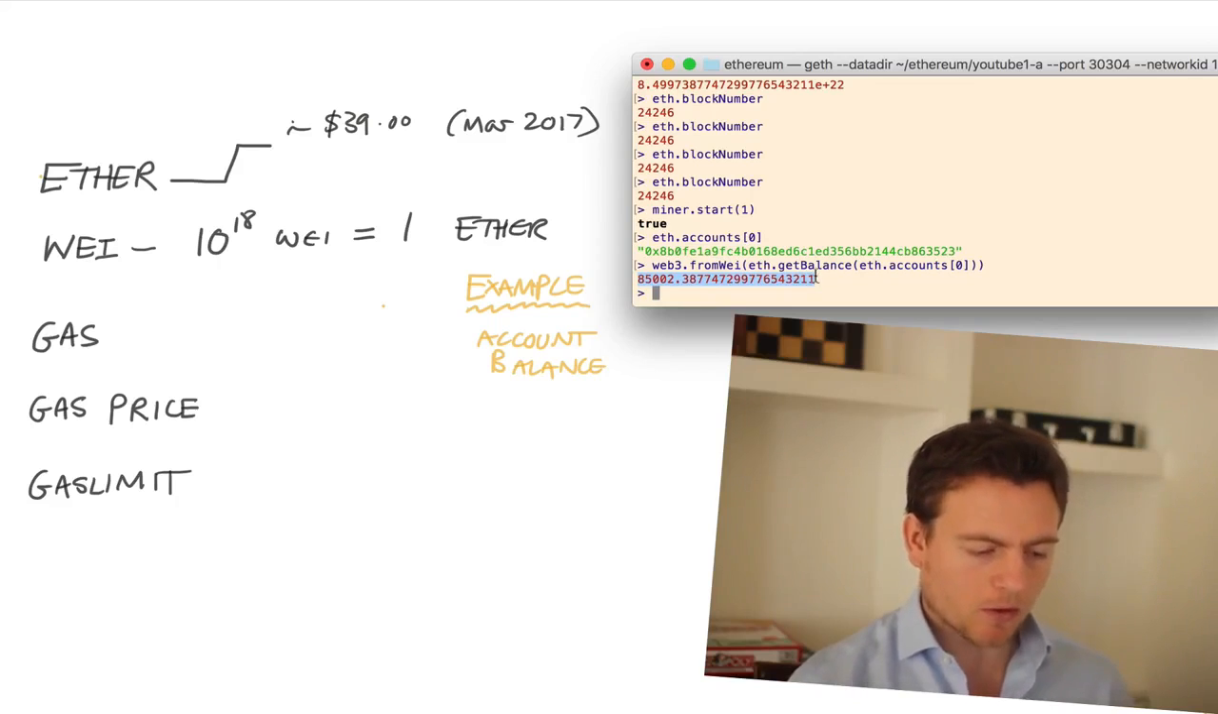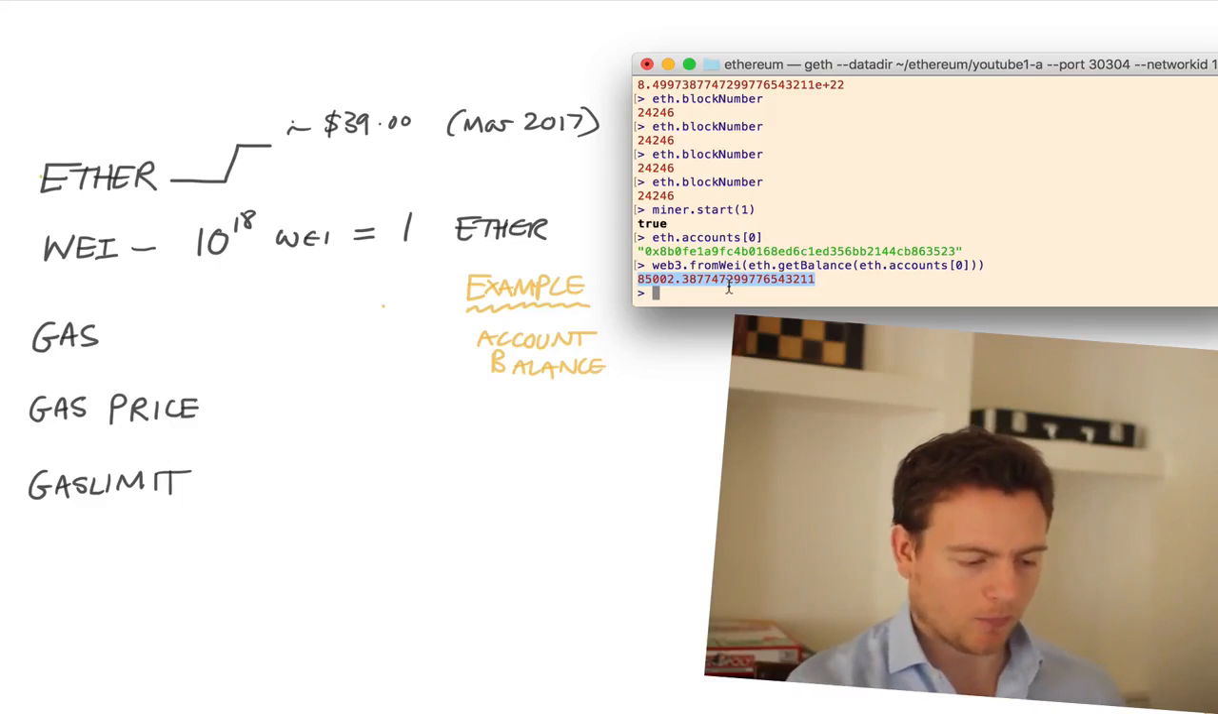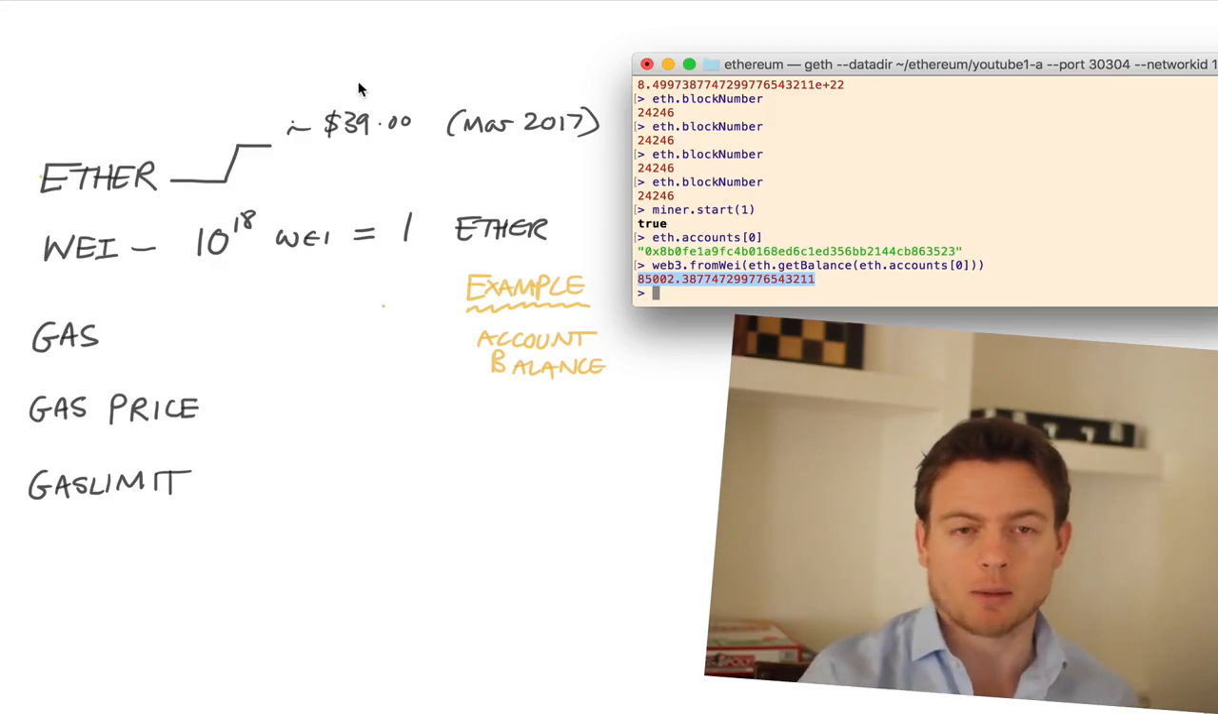You might be wondering, why is it not exactly 10 to the 18 more? It's because we've started mining now, so the balance has gone up slightly. So 85,002 Ether, which at $39 per Ether would make me pretty financially happy right now.